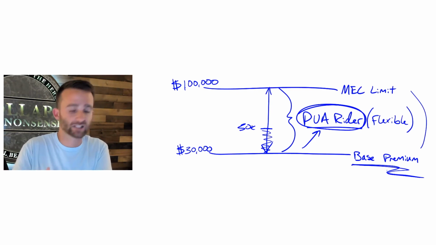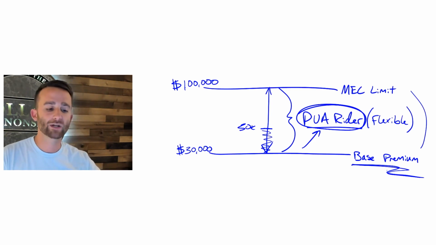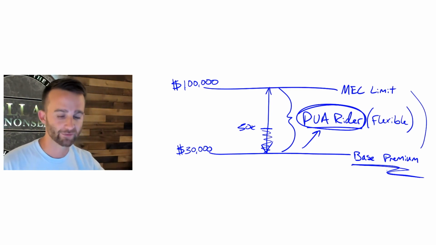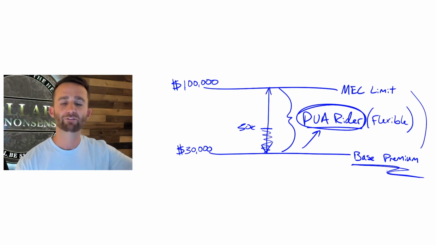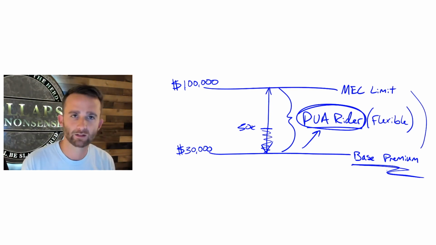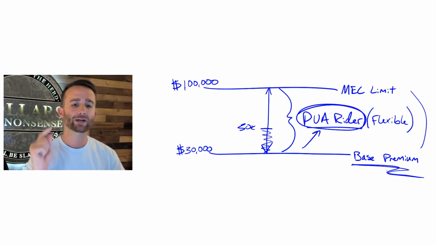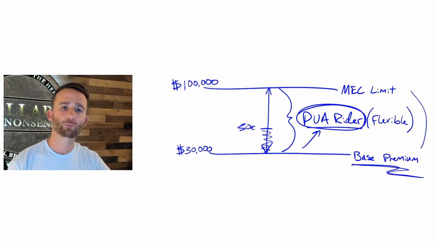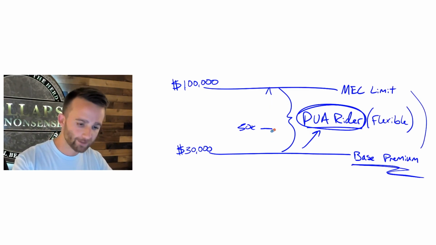That's where the cost of the base premium is really going, and there's no reason to have a big base premium and a big death benefit to support a big MEC limit if there's just no reason for you to be doing that in your financial situation. And the reason that's the case is because you can always open more policies. You can always open more policies.